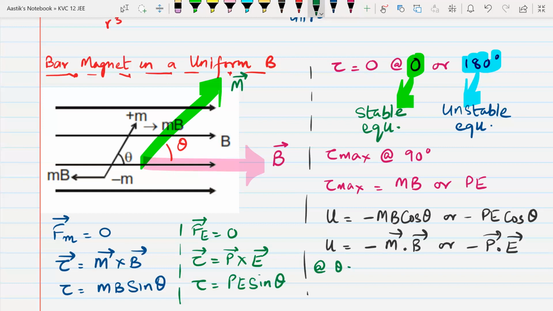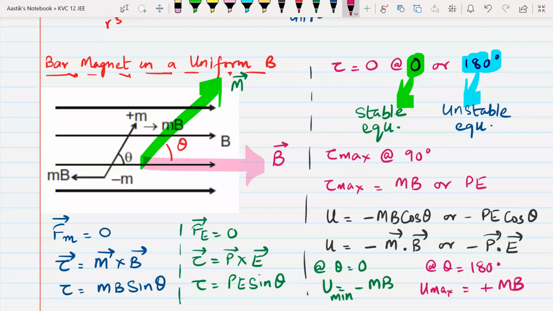At theta equal to 0 degrees, U is minus mB. This is the minimum value. Minimum value means maximum stability. We understand this? At theta equal to 180 degrees, U becomes maximum. Maximum value is plus mB, and therefore it is known as unstable equilibrium. I'll give you now 2 minutes for you to note it down. If you have any doubts, you can ask them now. Okay, then we move ahead.